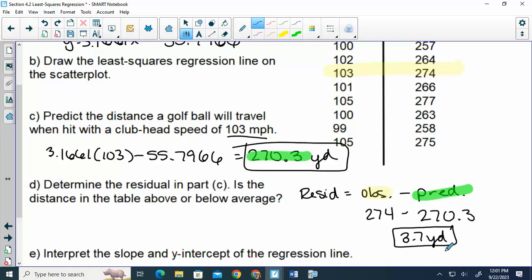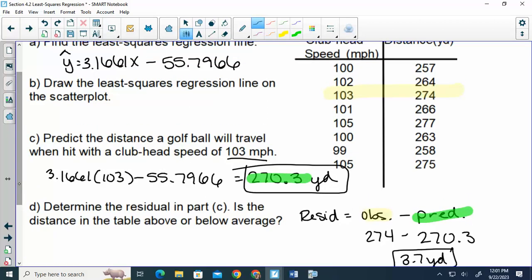Why would you give that specific one? Because we're finding the residual for part C, and in part C it told us the x was 103. Okay. So we could technically, for every single point on the table, calculate the residual for every one of those.